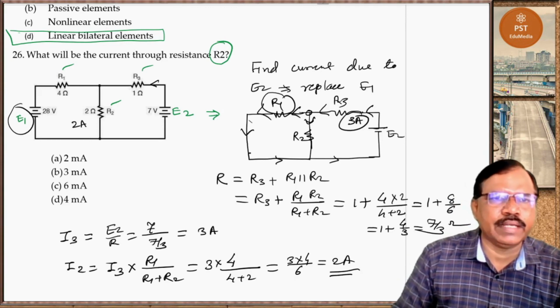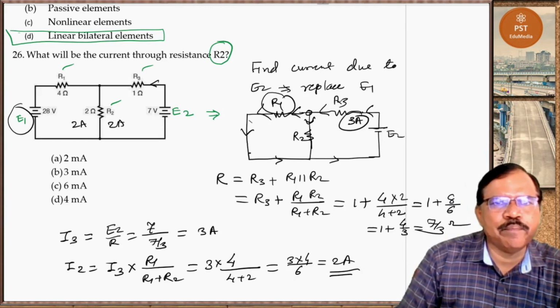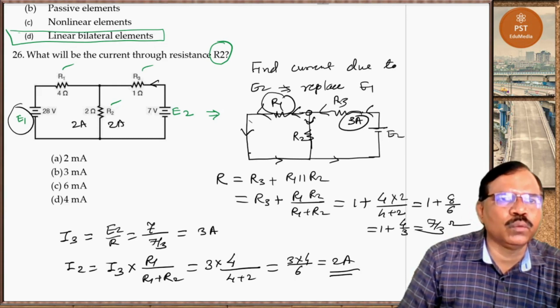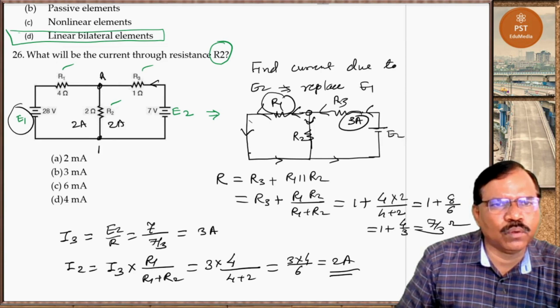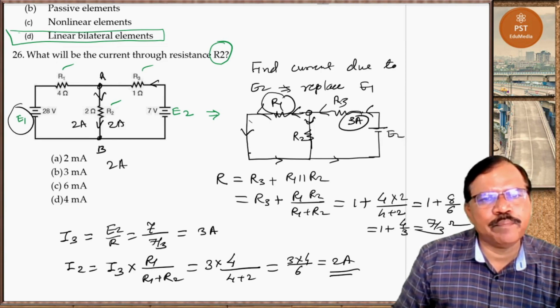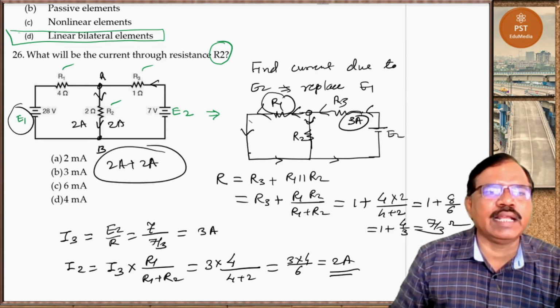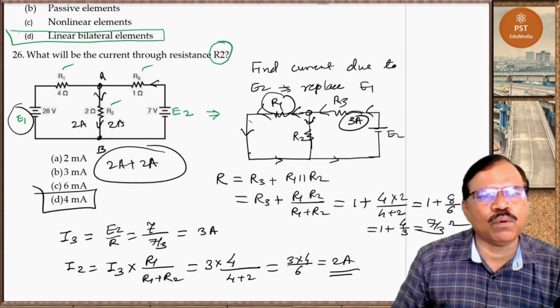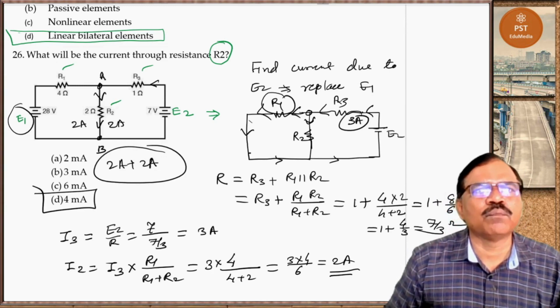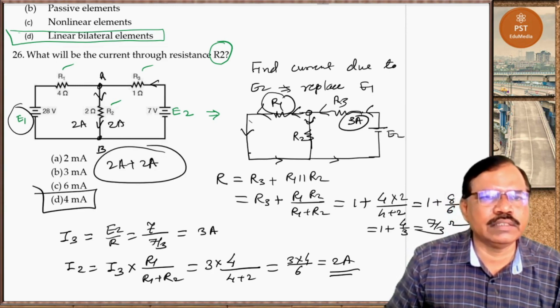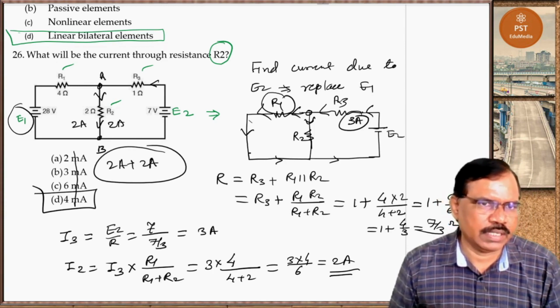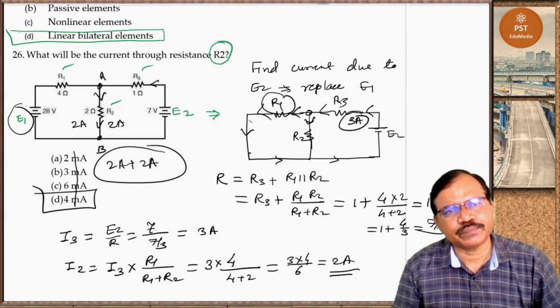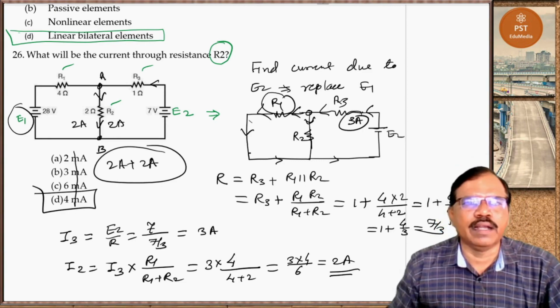So see here, 2 ampere is due to E2, and 2 ampere is due to E1. In both cases the current flows from A to B. So 2 ampere plus 2 ampere, because the direction is the same, so the total is 4 milliampere. Sorry, actually it is ampere, not milliampere. 4 ampere. The current is 4 ampere. So this is about network theorems.